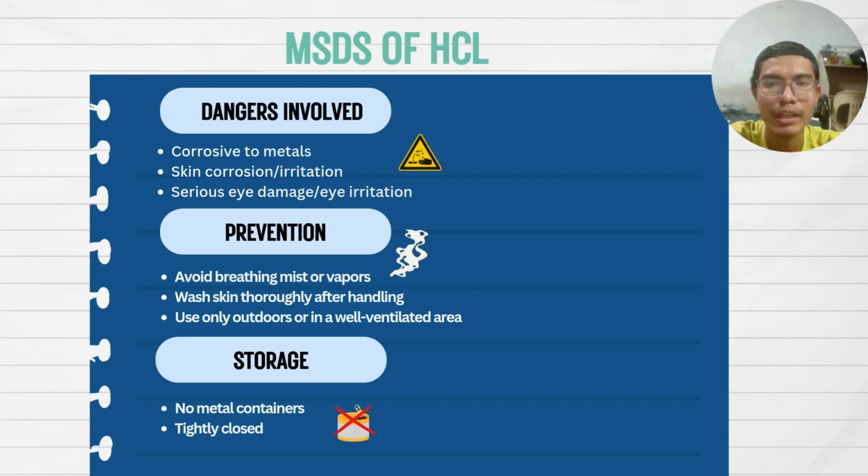How do we handle it? First, we need to avoid breathing mist or vapor when handling it. Wash skin thoroughly after handling it, and use it only outdoors or in a well ventilated area so that it does not harm others. How do we store it? You cannot use metal containers because it is dangerous and will corrode the metal. When you store it in a container, you need to close it tightly so that it does not vaporize to the surroundings and affect others.